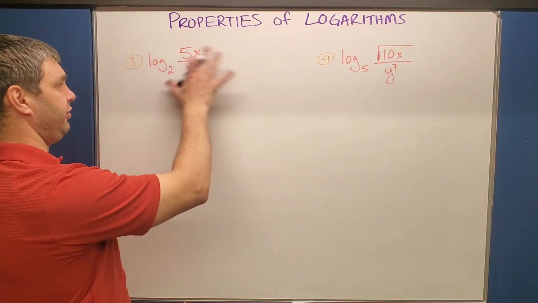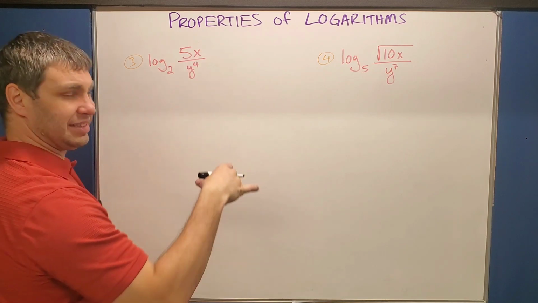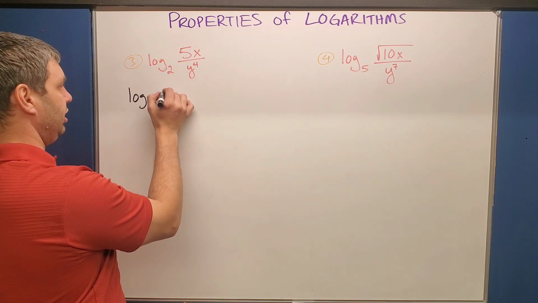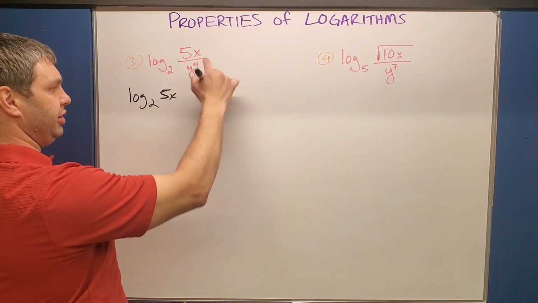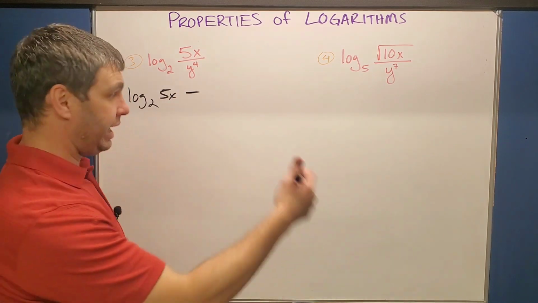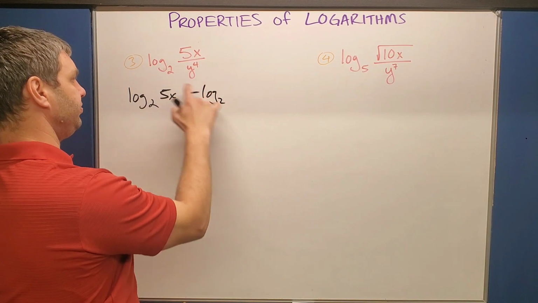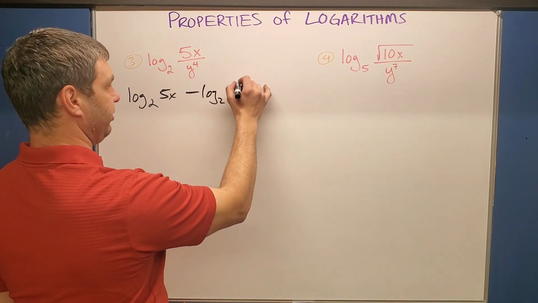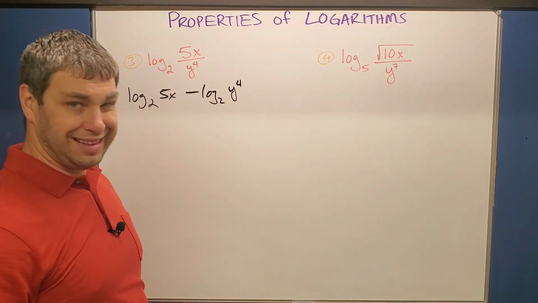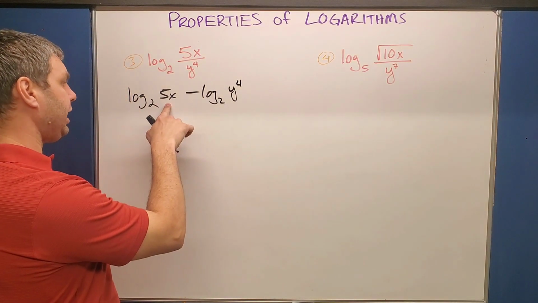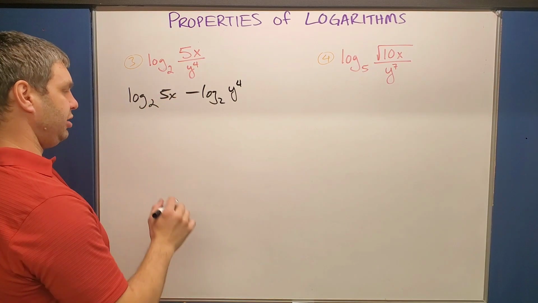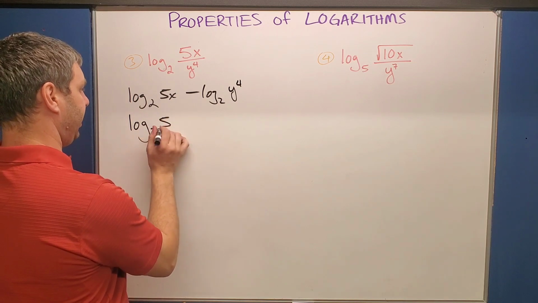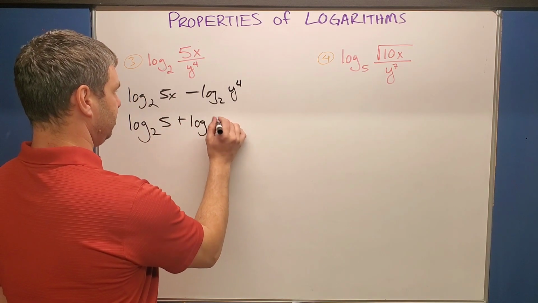So let's start here, let's undo this division, and that's going to be done with subtraction. So I'm going to have log base 2 of 5x, and then remember, the division is undone with subtraction, so I need another log after that, another log base 2 of that part that was divided, which here is going to be of y to the 4th. Okay, and then I can undo the 5 and the x. And remember, since that's put together with multiplication, we can undo that with addition. So I'm going to say log base 2 of 5 plus log base 2 of x.